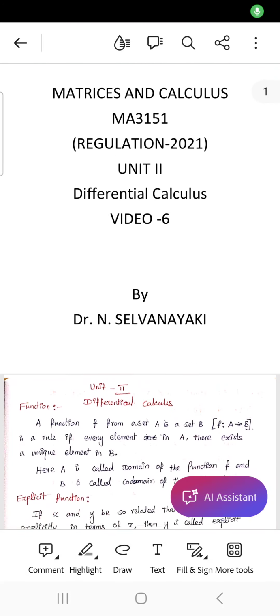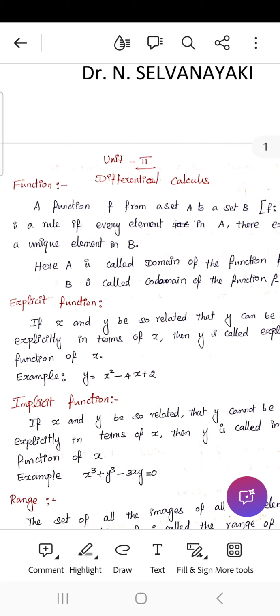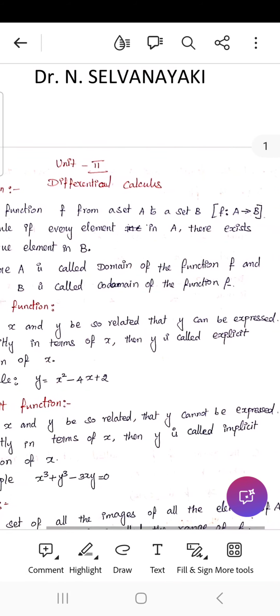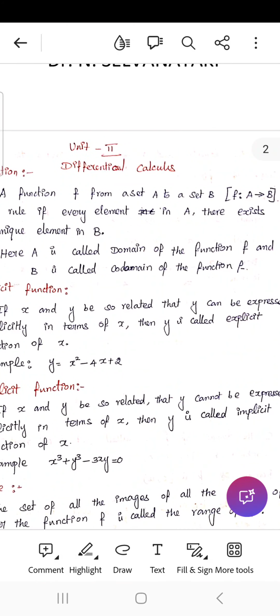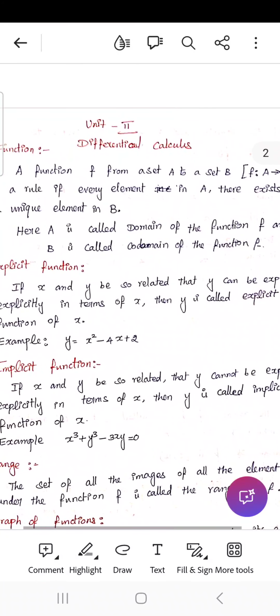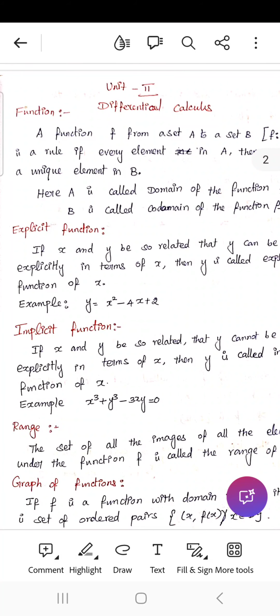Unit 2 Differential Calculus. What is meant by function? A function f from a set capital A to a set B is a rule that for every element in capital A there exists a unique element in capital B. Here it is denoted by f from A to B. Here capital A is called the domain of the function and capital B is called the codomain of the function.